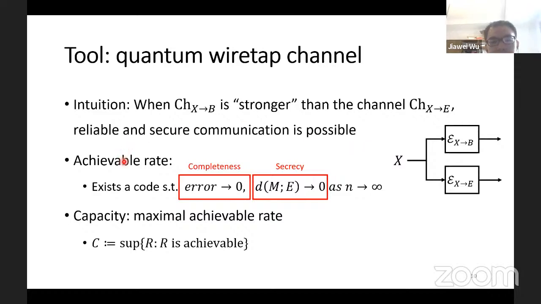The achievable rate is defined as that for this rate, there exists a series of codes such that the decoding error probability goes to 0, and the information leakage also goes to 0 as the coding length goes to infinity. The first condition is associated to the completeness condition, and the second condition is associated to the secrecy.